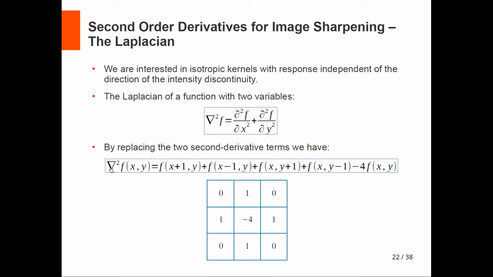So delta squared of f equals f of x plus 1 and y plus f of x minus 1 and y plus f of x and y plus 1 plus f of x and y minus 1 minus 4 f of x and y. So we can convert this equation into a kernel like this, in which the value for the center or the origin of the kernel is -4, and all these immediate neighbors have a value of 1. The values for the corner will be 0, so that is what is called a Laplacian kernel.